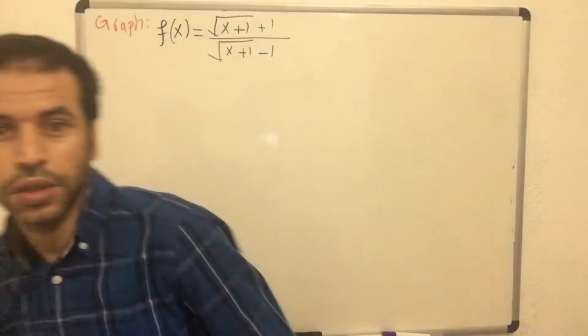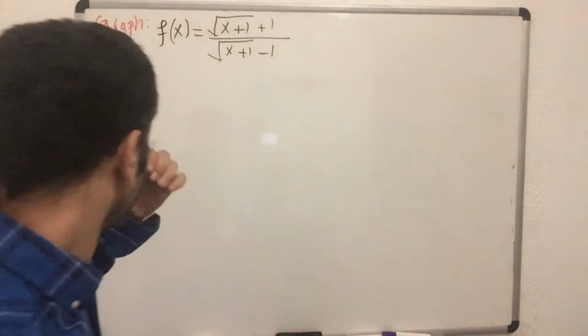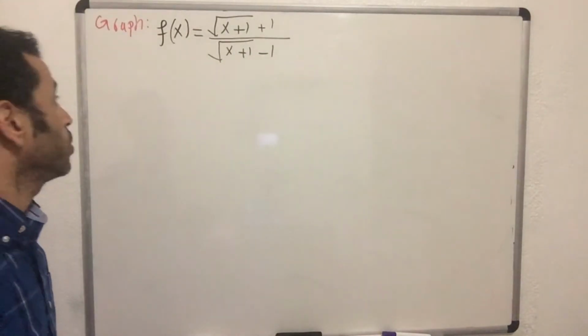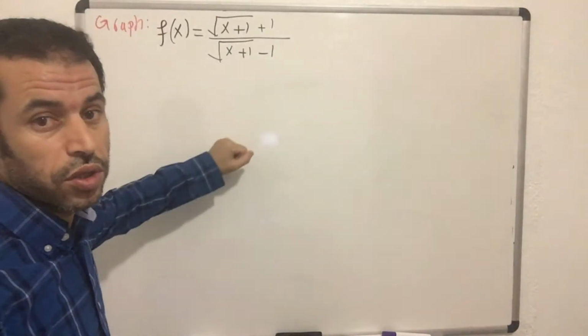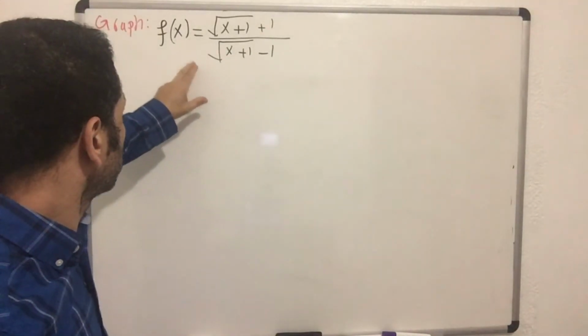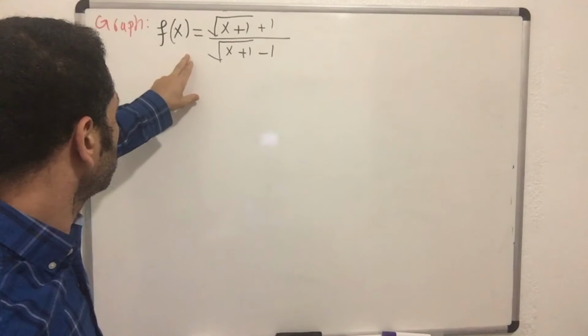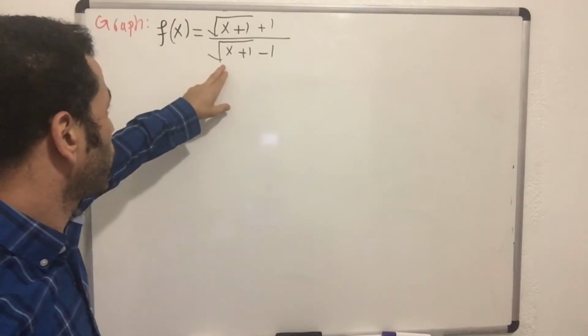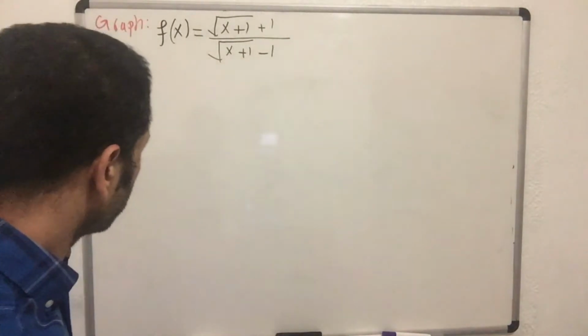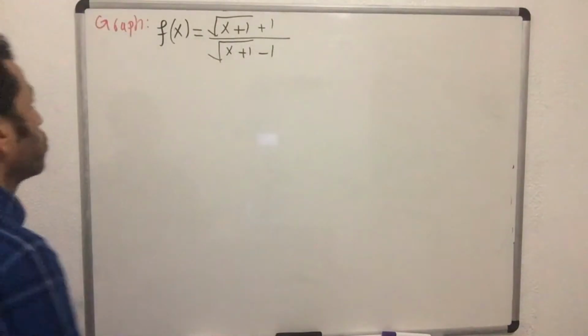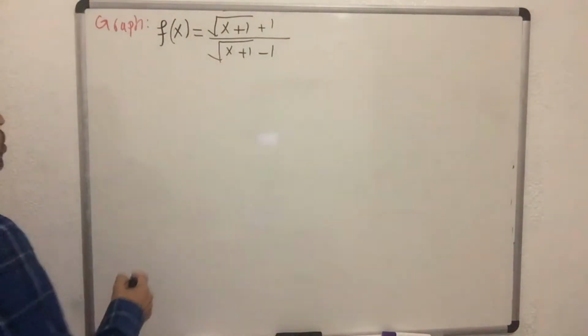Hi, good morning. In today's video, I'm going to analyze this function graphically. Last time we saw polynomial functions. Today we are going to do this type of function, which contains a square root. The first thing we should do is determine the domain range of this function.